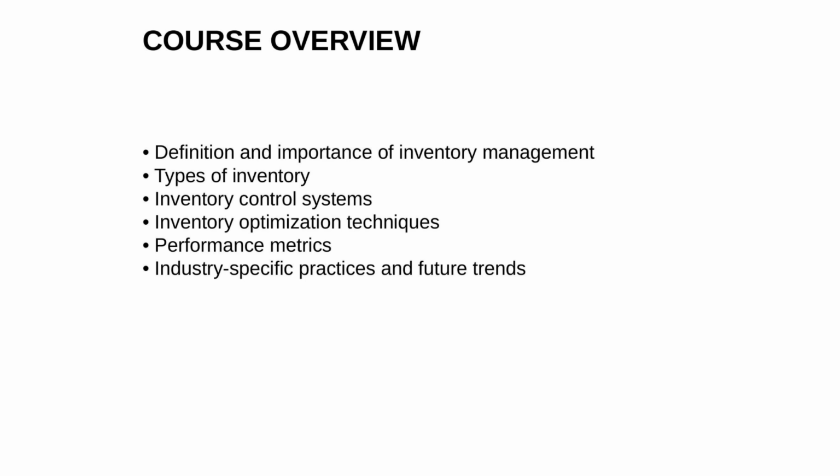First, we'll define inventory management and explain why it matters so much for cost, service, and competitiveness. Then we'll break inventory into its major types, like raw materials, work in process, and finished goods, because each behaves differently and must be managed differently. Next, we'll explore inventory control systems, from manual methods to barcodes, RFID, and real-time digital systems.